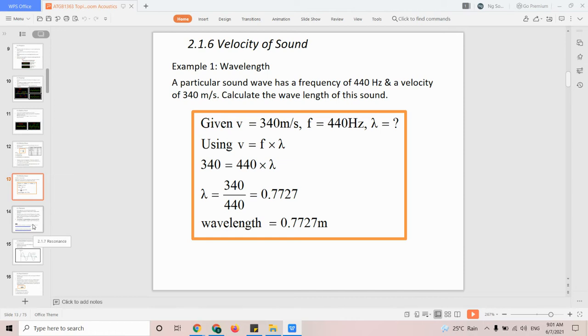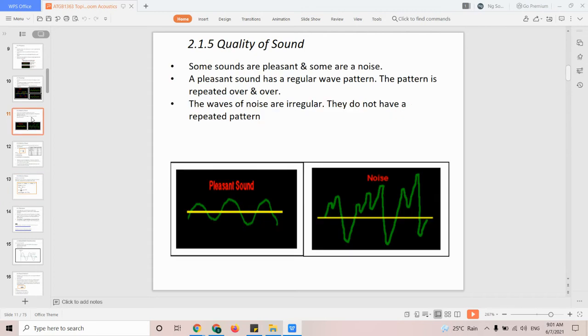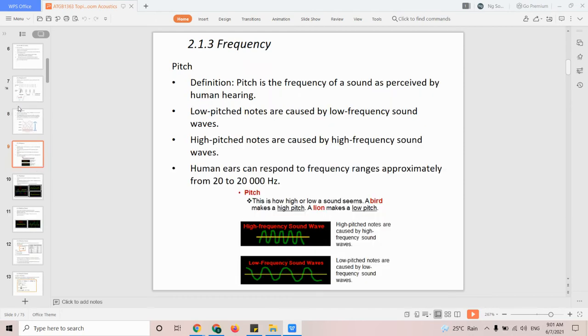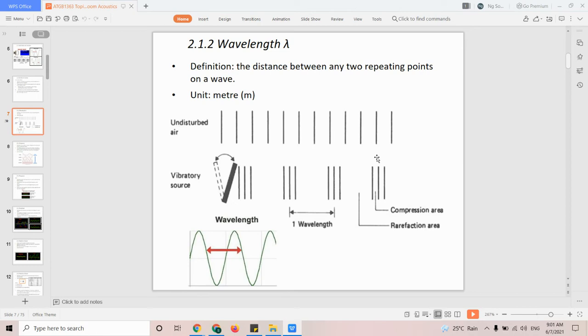Some objects can have a higher wavelength, some sound waves can have a lower wavelength. It just depends on the room acoustics, which we will cover later on. So this is to show that any particular sound has a variety of factors behind it, ranging from how loud it is, their amplitude, the frequency, the pitch, and then finally their wavelength.